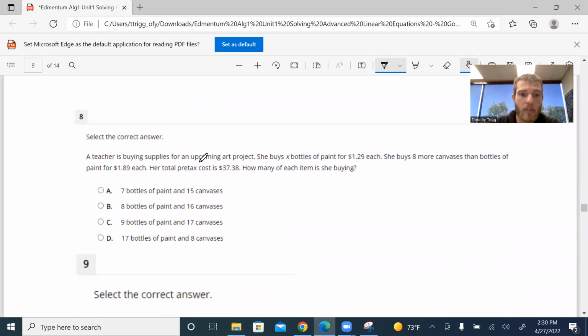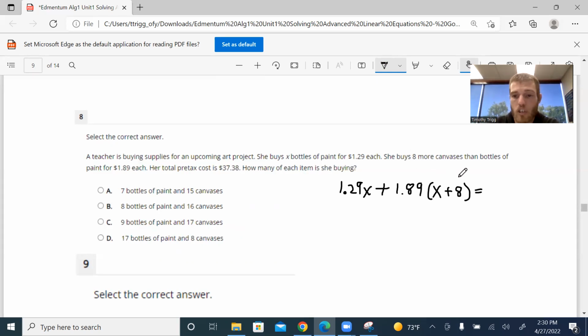A teacher is buying supplies for an upcoming art project. She buys X bottles of paint for $1.29 each. So $1.29 times however many bottles of paint, X many. She buys 8 more canvases than bottles of paint for $1.89 each. So plus she buys canvases. They cost $1.89. She bought 8 more canvases than bottles of paint. So that's the number of paint bottles plus 8 more. That's how many canvases.